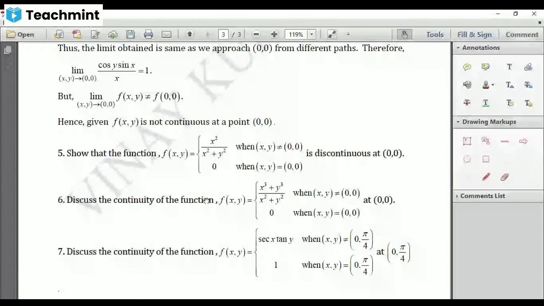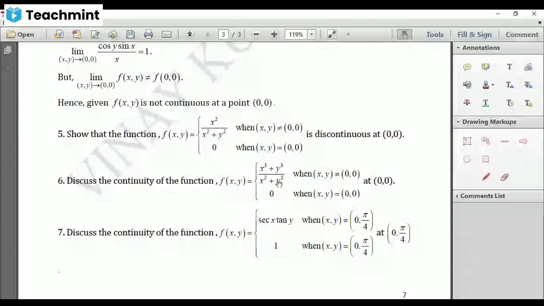For this also, x squared plus y squared is there, and x cubed plus y cubed is there. You put x equal to r cos theta, y equal to r sin theta, and try this. And this problem is very easy, right? So you solve them and write them as an assignment. We'll continue. Thank you.